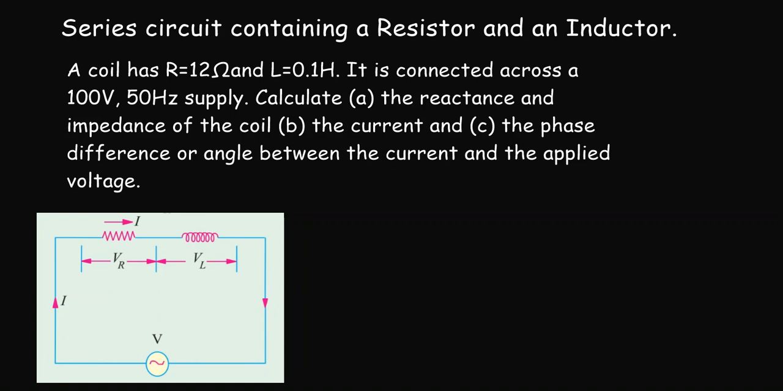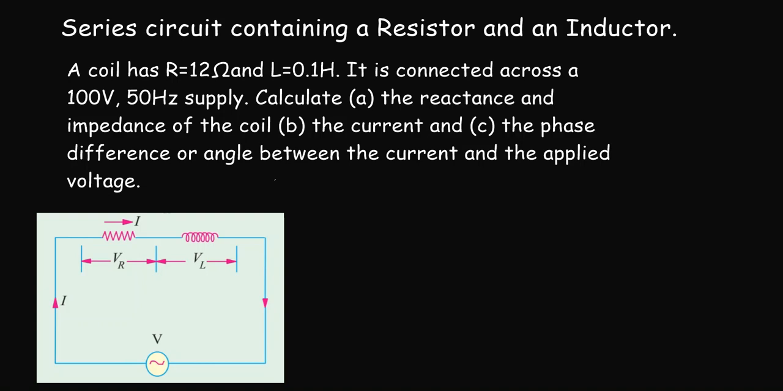I have this example here which says that a coil has a resistance of 12 ohms and an inductance of 0.1 Henry. It is connected across a 10 volt and 50 Hz supply. Calculate A, the reactance and impedance of the coil, B, the current, and C, the phase difference or angle between current and the applied voltage. So let's look at how you are going to do this.